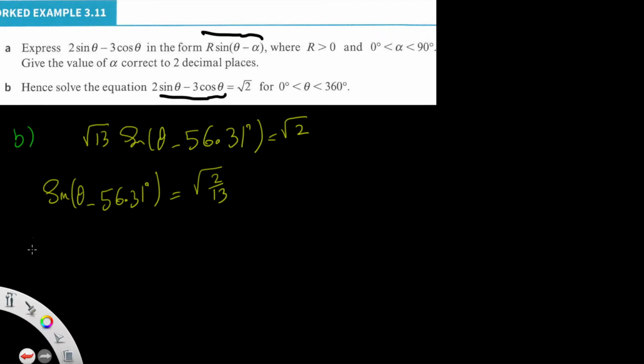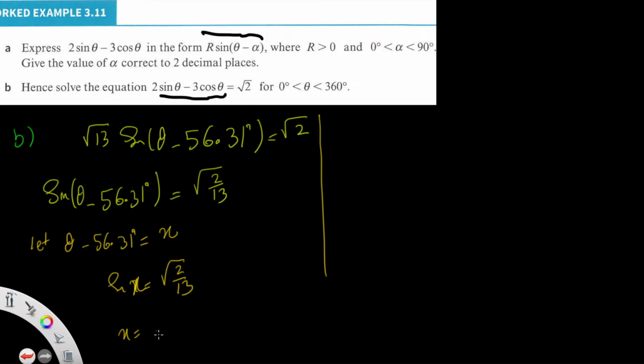Now you can let theta minus 56.31 be, for example, x. So sine of x is the square root of 2 over 13. I first take sine inverse. So x will be sine inverse of the square root of 2 over 13. So x is equal to 23.09.